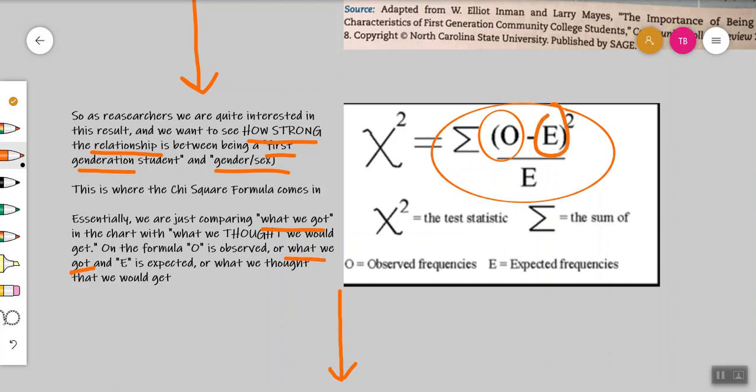And the E is what we expected to get, or what we thought we were going to get. Okay? Those are the only two things you really need to know here. And this one right here should be familiar because that's the sum. That's when you add everything together. So let's go through the steps.